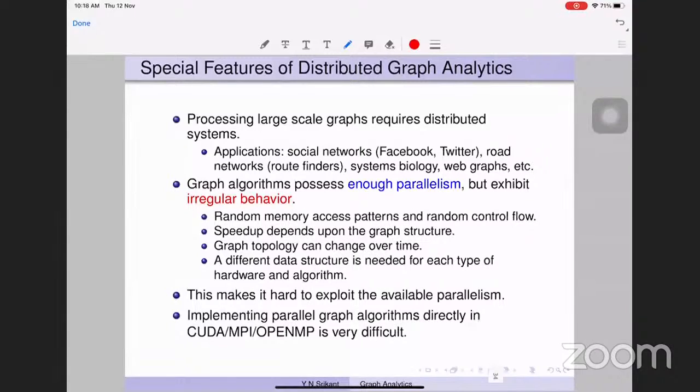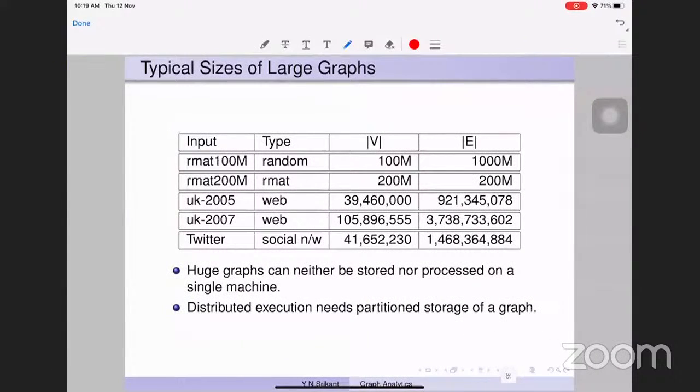Now let me tell you a little bit about the requirement for a distributed graph analytic system. So processing very large scale graphs requires distributed systems. There are applications to social networks, Facebook, Twitter, road networks, systems biology, web graphs, etc., etc. Let me show you some typical sizes. These are some graphs that we use in practice to test out our applications. So V is the number of nodes and E is the number of edges.